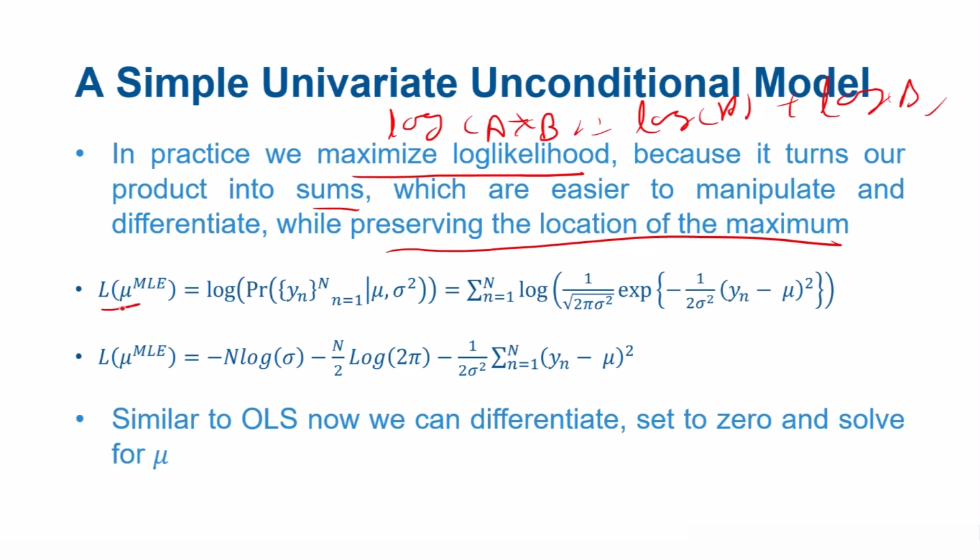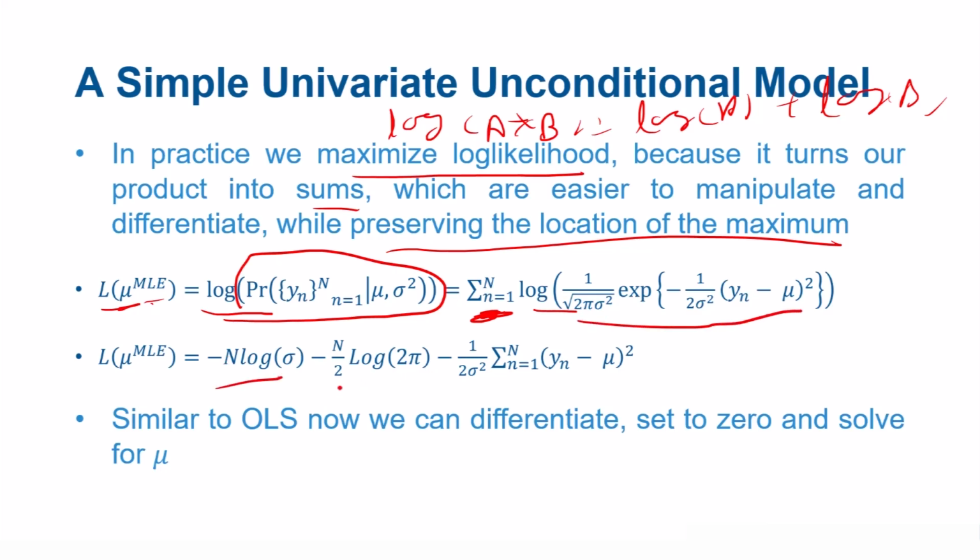So if you have the likelihood function like this, you apply the log, so it becomes the log of this. And because it is now in the form of log, instead of multiplication we can express it in the form of sums, and we can expand the multiples inside. So we'll get this: minus n log sigma, minus n by 2 log 2 pi, and minus 1 by 2 sigma square summation of this. So this is our typical log likelihood function.